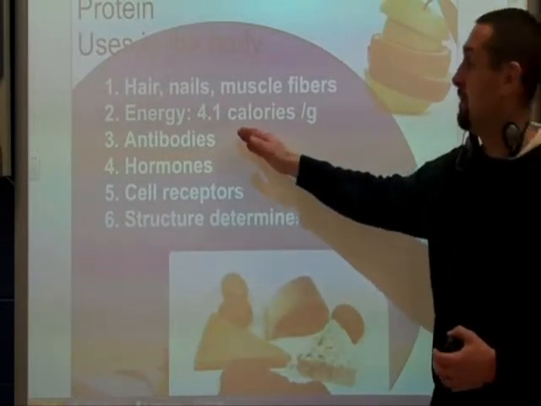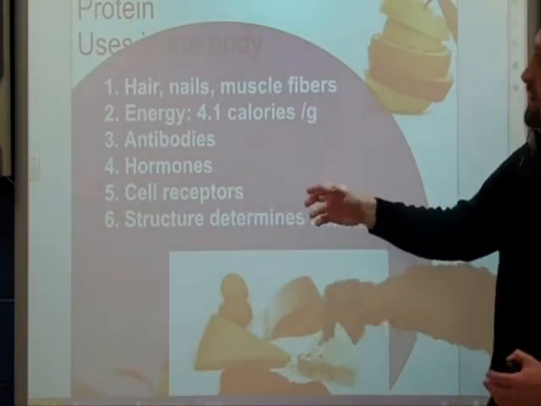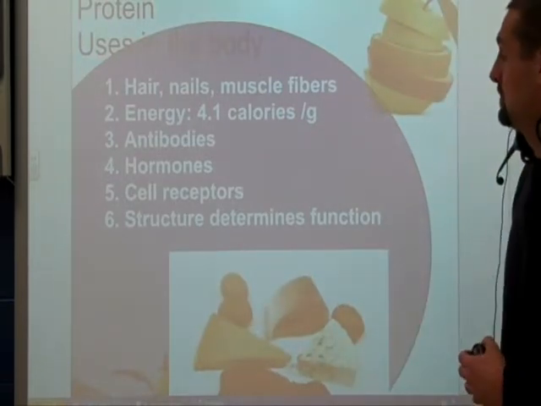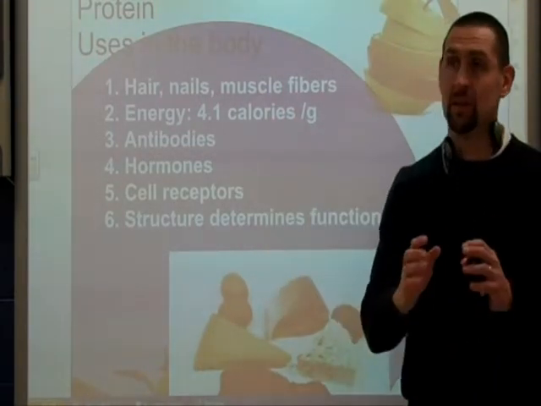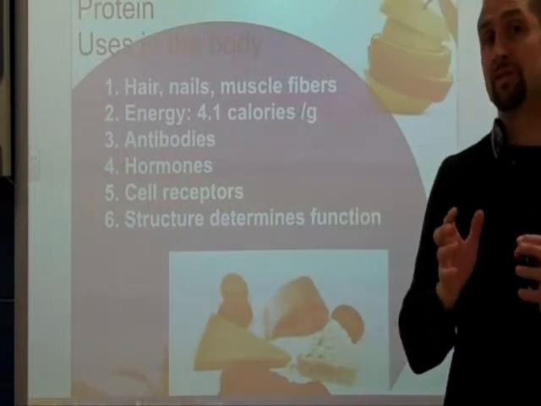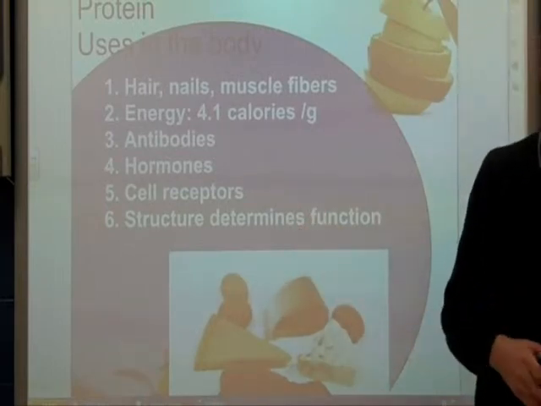We use proteins for antibodies. So this would be more chemical things, like to attack invaders. We use it for hormones, another chemical, protein-based hormones. For cell receptors, in other words, when a cell has to figure out if it should get a message or not, those receptors are made of proteins. And the structure of the protein is going to help determine its function.